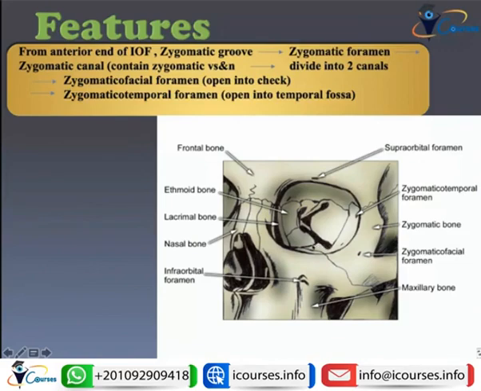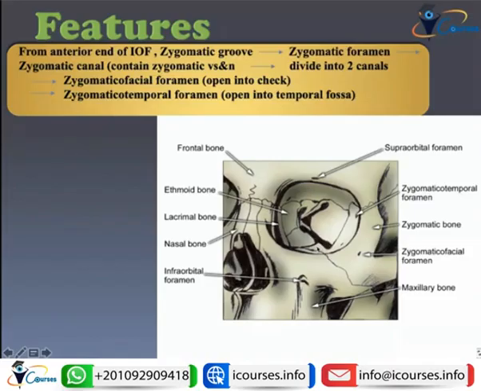And from the inferior orbital fissure, there is a groove that will have a foramen called the zygomatic foramen. And then it will be closed to form a canal inside the bone. It's called the zygomatic canal. This zygomatic canal will transmit the zygomatic vessels and nerves, and within the bone of the zygoma, it will divide into 2 canals.